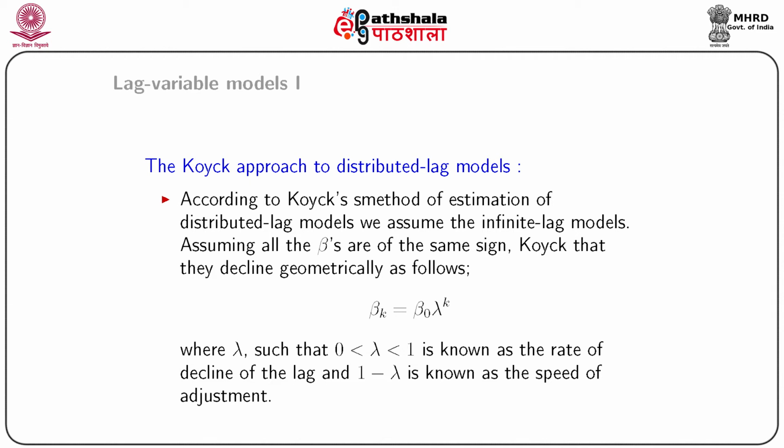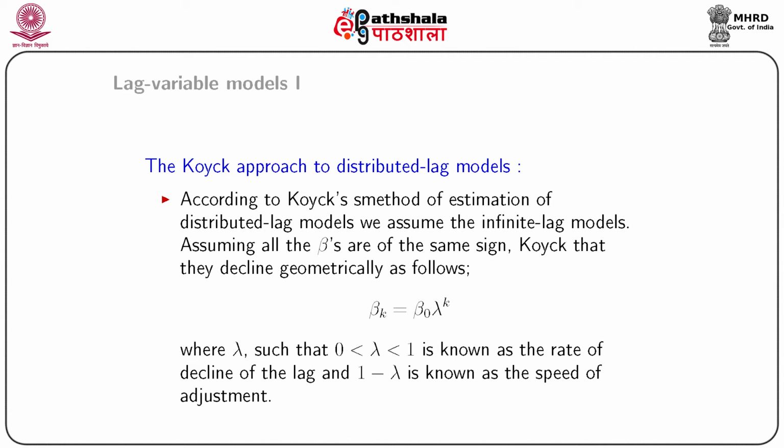In model 1, the effect of a 1 unit change in xt minus i on the expected value of yt is given by delta expected value of yt divided by delta xt minus i, which equals beta i. This is nothing but the ith regression coefficient. We know from the interpretation of a regression coefficient that the ith regression coefficient is the amount of change in yt for a unit change in the corresponding xt minus i.